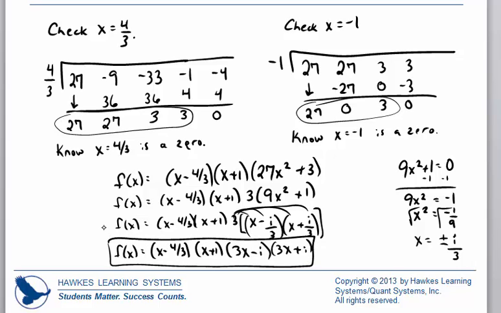x minus 4/3 times x plus 1 times 3x minus i times 3x plus i. And what are our zeros? Our zeros are 4/3, negative 1, i over 3, and negative i over 3.